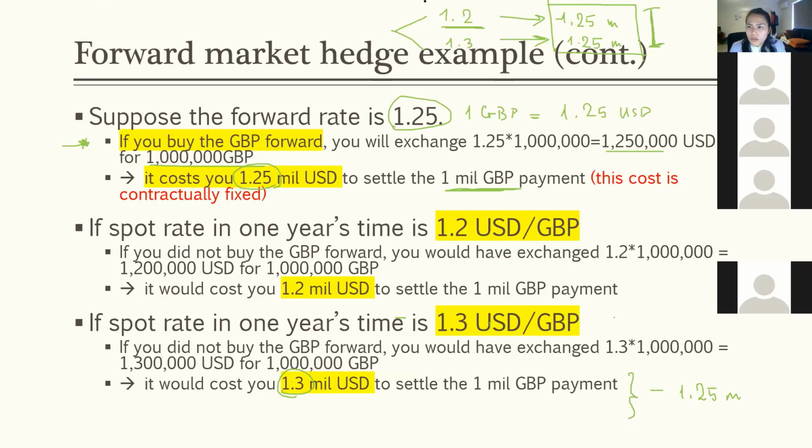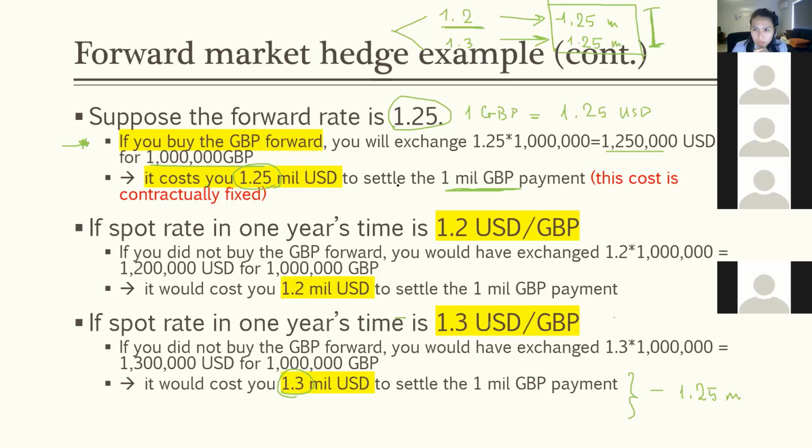So let me just draw a graph to make it a bit more clear. Okay, so in the previous example, this is my underlying position. In the future, if the exchange rate is going to increase, I'm going to pay more in the USD, because I have an account payable. So this is the USD over the pound.